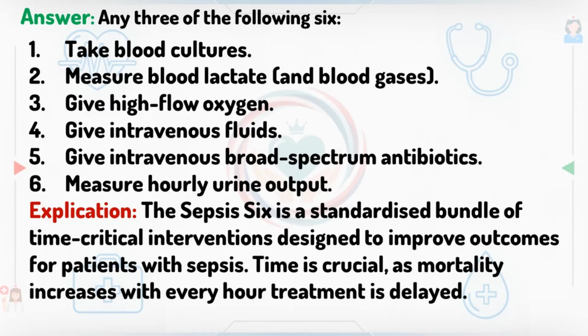1. Take blood cultures. 2. Measure blood lactate and blood gases. 3. Give high-flow oxygen. 4. Give intravenous fluids. 5. Give intravenous broad-spectrum antibiotics. 6. Measure hourly urine output. Explication. The Sepsis 6 is a standardized bundle of time-critical interventions designed to improve outcomes for patients with sepsis. Time is crucial as mortality increases with every hour treatment is delayed.